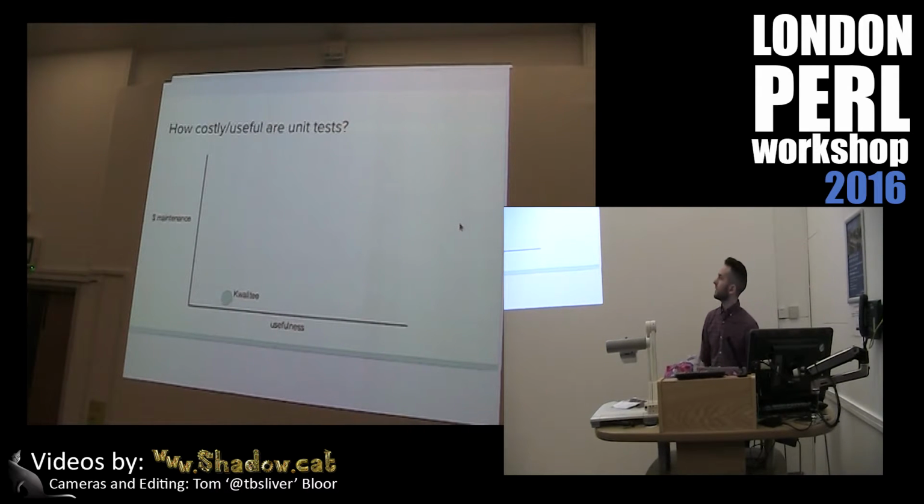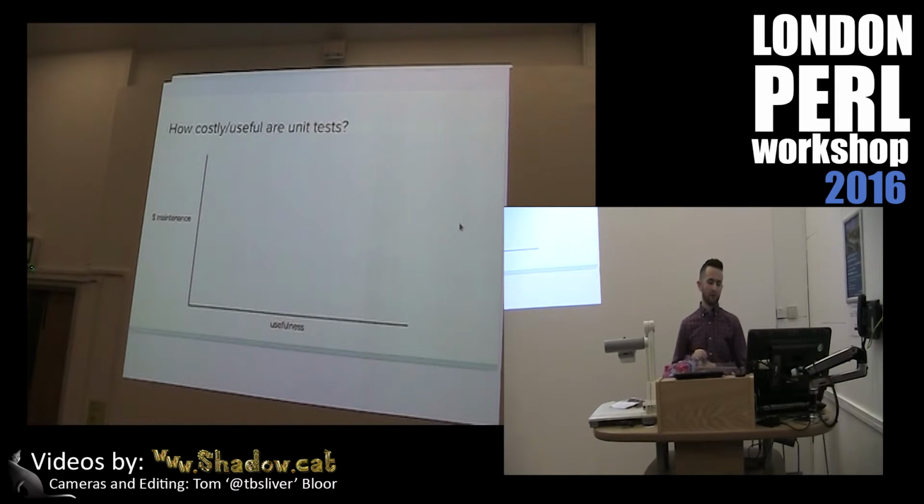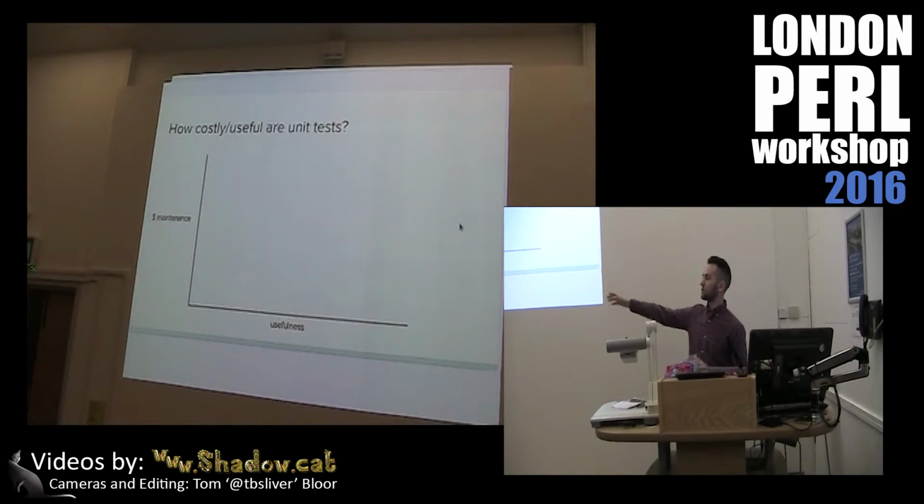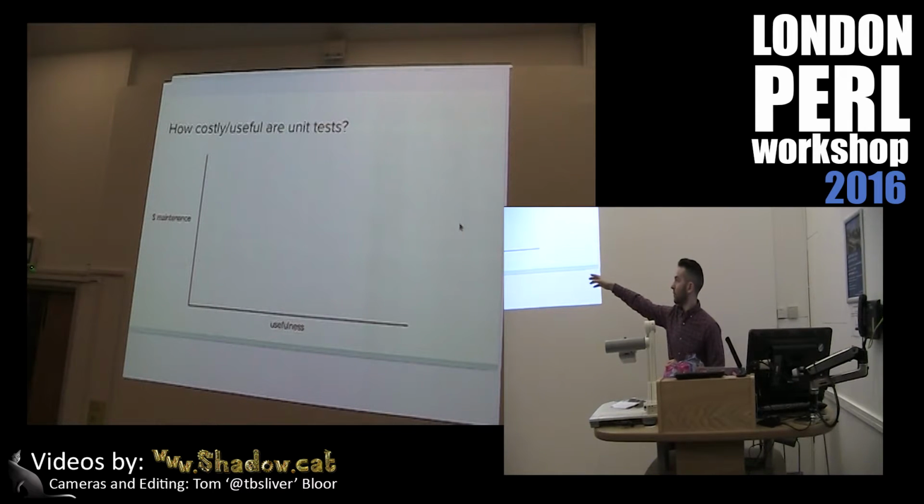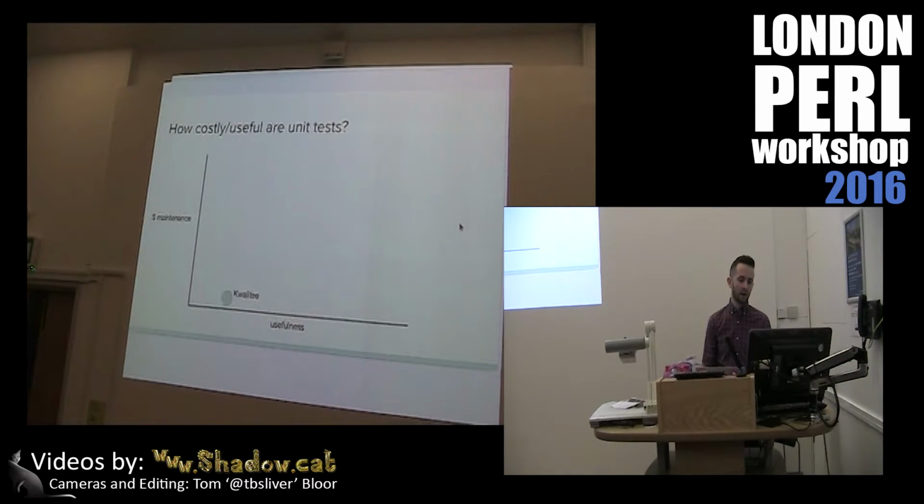So I think it's worth thinking about how useful tests are versus how expensive they are to maintain. And so I've got this graph with cost of maintenance on the y-axis and usefulness on the x. And this isn't to scale, this is just an arbitrary indicator. So I would put quality tests somewhere about there. So the cost of maintenance is almost zero.